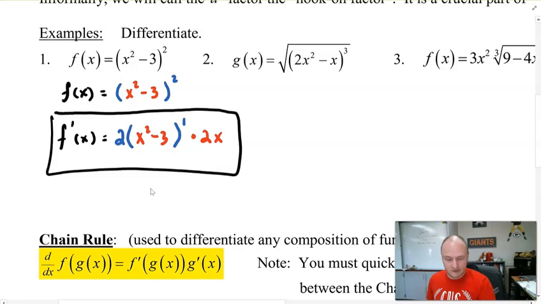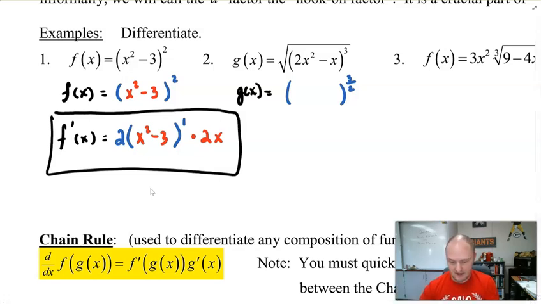Let's go ahead and look at example 2. Here I have g of x, and g of x is equal to the square root of 2x squared minus x cubed. I'm going to rewrite this from radical form into rational exponent form, so 3 halves. That is the outer exponent. And then the inside is 2x squared minus x. So I just rewrote it.